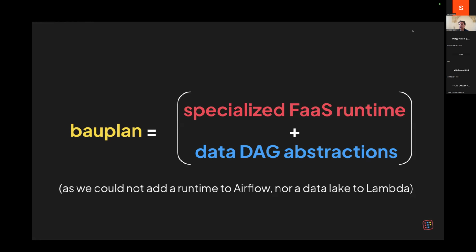Impossibility number one is taking an existing DAG abstraction framework, you're familiar, for example, with Airflow, and adding a runtime to it. And we're going to see why. And the second impossibility, taking something like Lambda or OpenWhisk on the open source side and adding data lake and DAG functionalities. So we decided basically to start from scratch, of course, incorporating some good ideas from other systems that exist, and design both the runtime and the abstraction together.